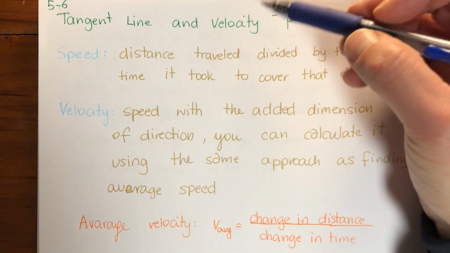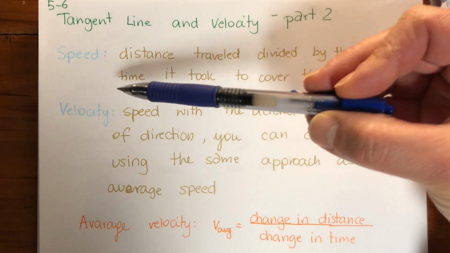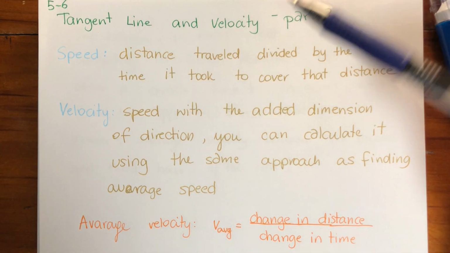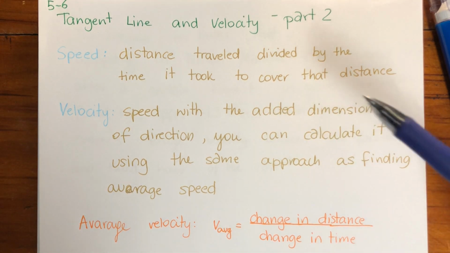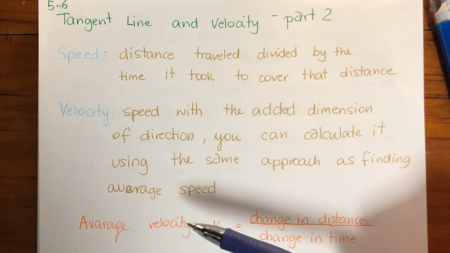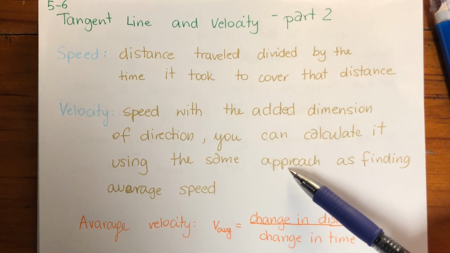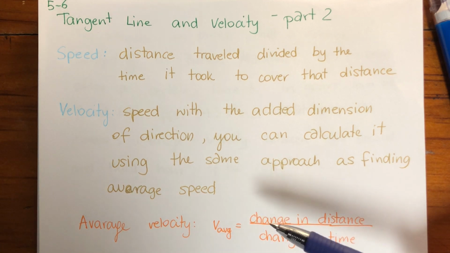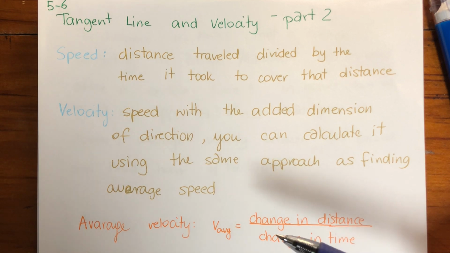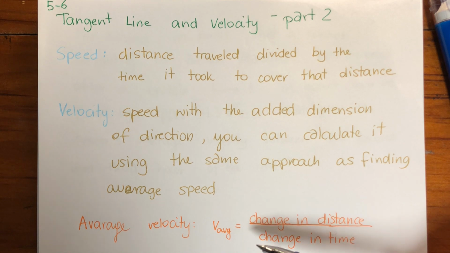So today we will talk about velocity and a couple of definitions before. First of all, speed is the distance traveled divided by the time it took to cover the distance. Let's keep this in mind. Velocity is the speed with the added dimension of direction. You can calculate it using the same approach as finding the average speed. In other words, we are going to find a slope, and we will be able to find the average velocity.